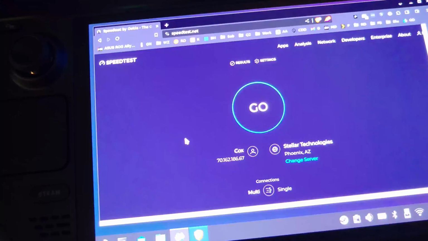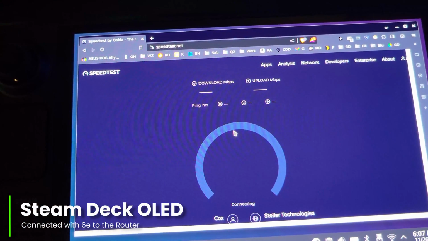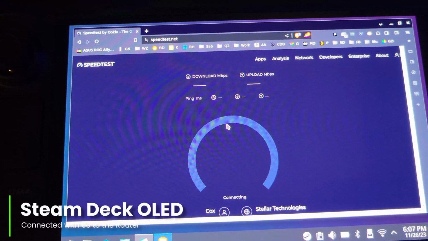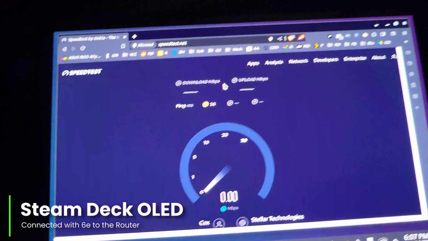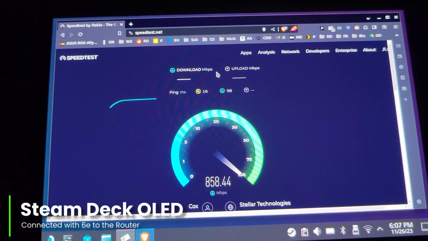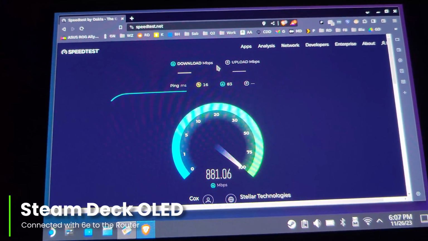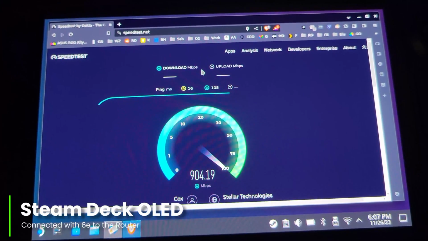Now let's go run the OLED. This is supposed to have a dedicated Wi-Fi antenna with Wi-Fi 6E. And my router, of course, is Wi-Fi 6E. So of course you should expect a difference, right? Were you expecting that difference? Because I was not. Look at this. I mean, that's almost maxing out my connection.